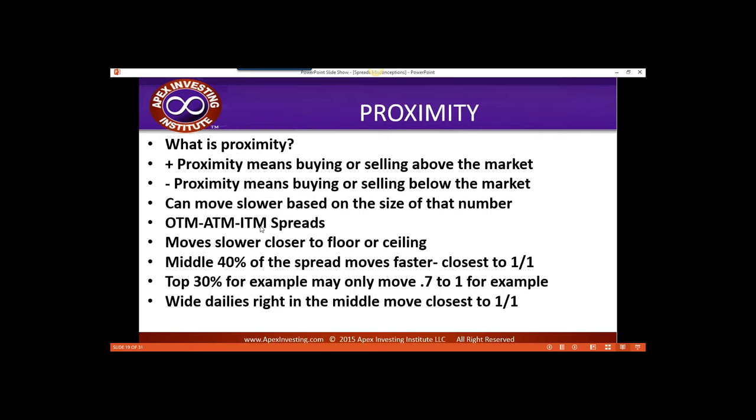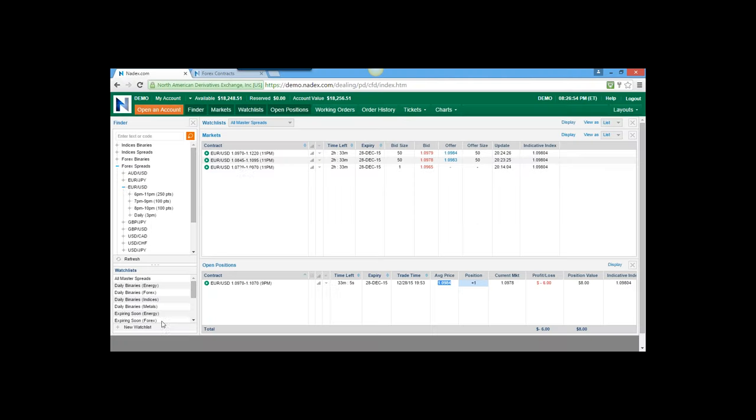Remember we talked about binaries last week, and I don't want you to confuse the two. Remember how we talked about out of the money binaries? Those real cheap binaries that the market had to move way up there? Yeah, they were lower risk and lower price, but the market had to move. Same with spreads. Are you buying higher up where the market has to move there? Now, spreads move slower when they're closer to the floor or the ceiling. Once again, I don't want you to confuse binaries and spreads.